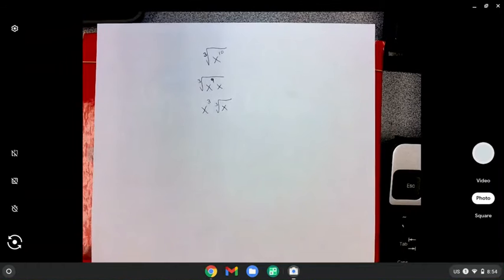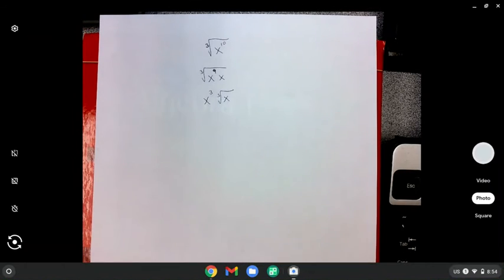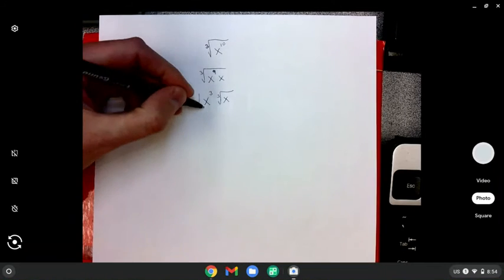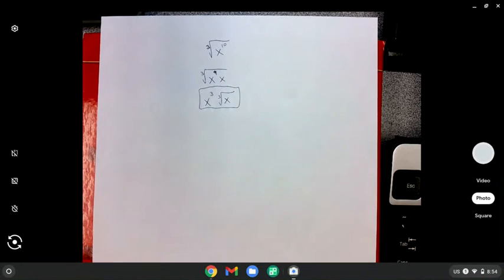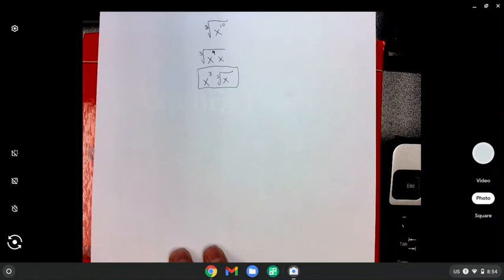Try and move that a little closer. There we go. All right, and that's it. We're done. So if it's an odd root, an odd radical, no worries.